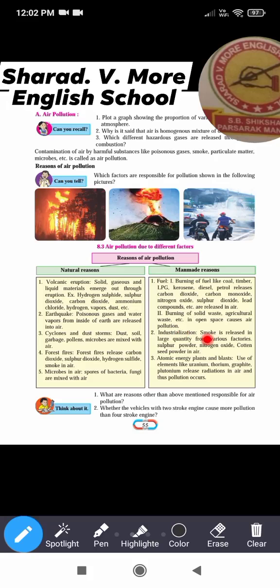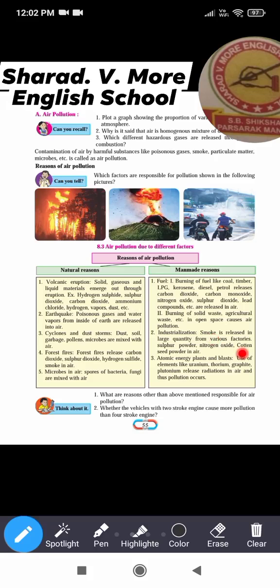Second, burning of solid waste. Burning of solid waste, agriculture waste, etc. in open space causes air pollution. Now what is solid waste? The residue of the crop plants, and the agriculture waste. Agriculture waste means straw, roots, and dried parts of the plants. When they are burned, they cause air pollution, because when they burn, they release CO2, CO, SO2 gases in the air.